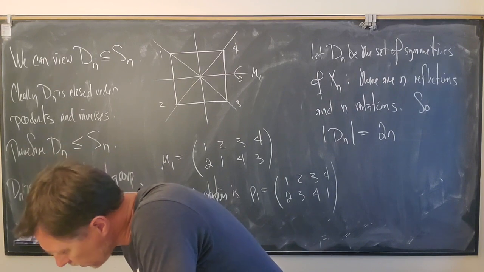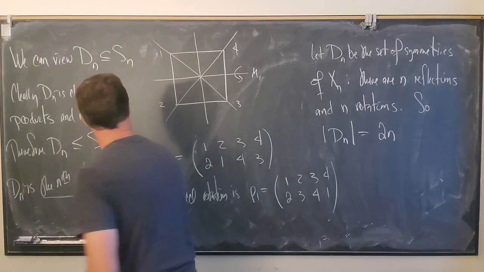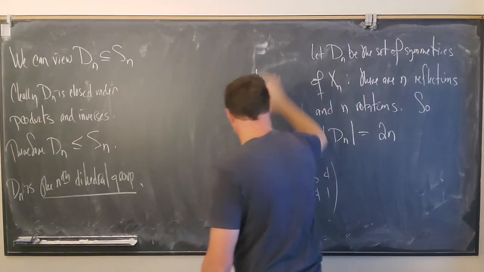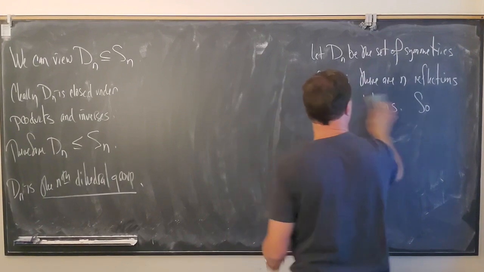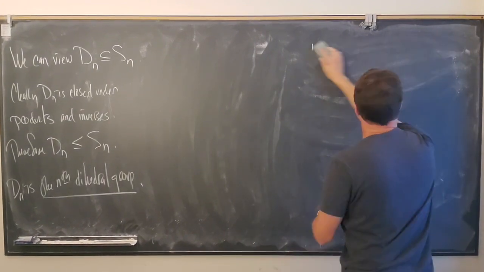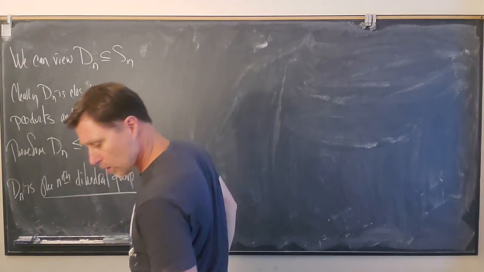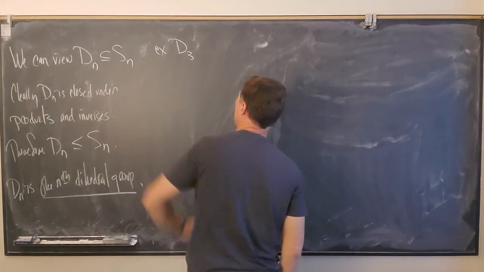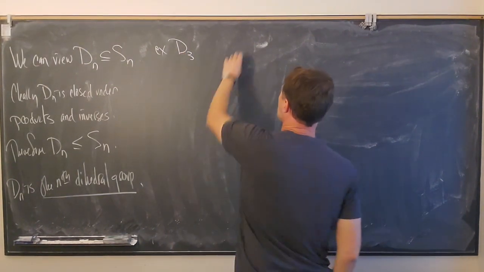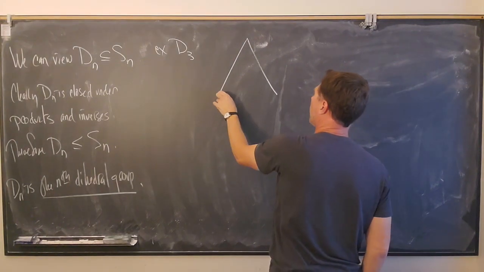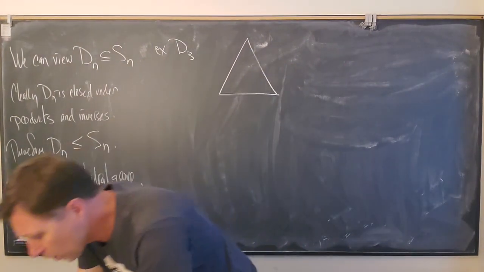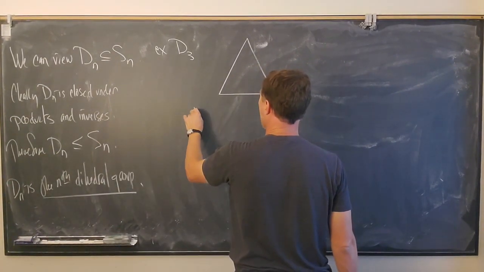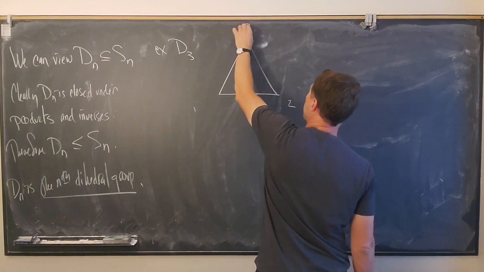Let's study D_3. That's the group of symmetries of the triangle. Now let's try to write down all the elements and get a feel for what's going on there. So this will be kind of a lengthy example where we look at D_3. And so let's draw the picture. Let's label the vertices 1, 2, and 3 like that.